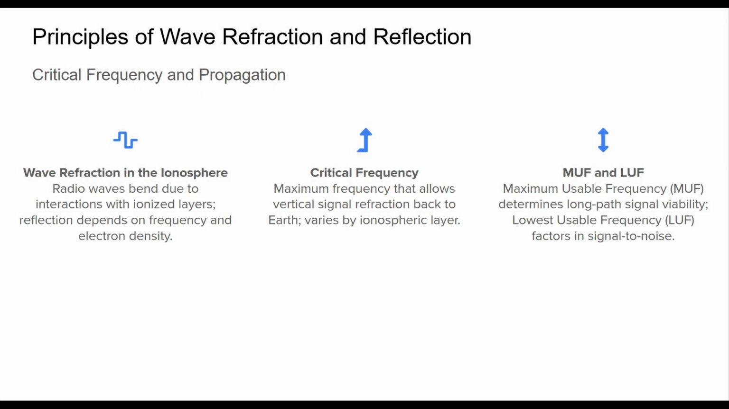When radio waves travel upward, they interact with the ionosphere's layers, bending as they pass through regions of varying electron density. This bending or refraction is influenced by the wave's frequency and angle of incidence. The critical frequency is the threshold below which signals refract back to Earth, rather than escaping into space. Beyond this, operators rely on MUF and LUF windows to select variable frequencies for communications. These principles form the core of long-distance HF propagation.